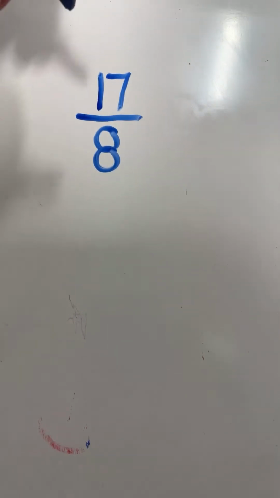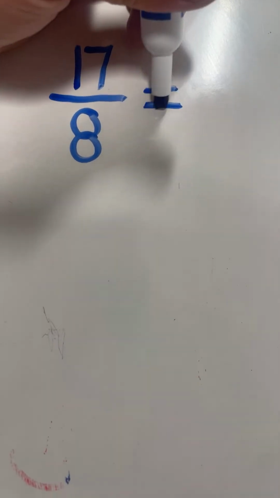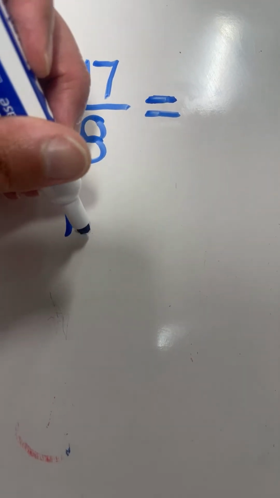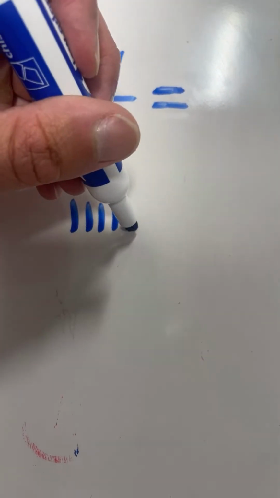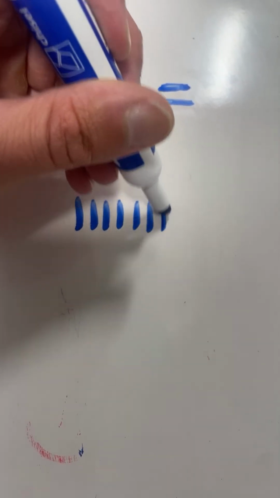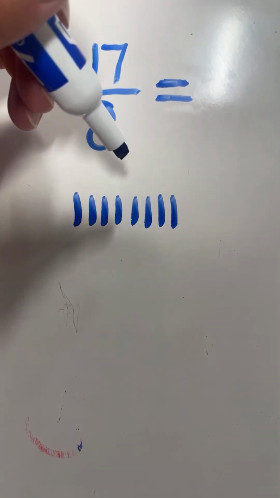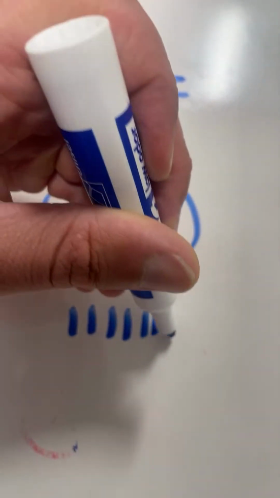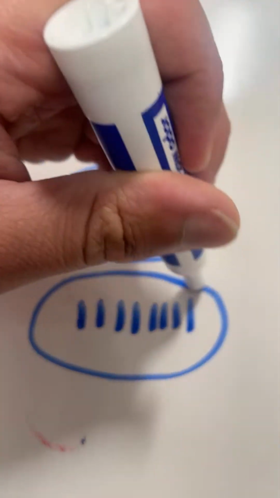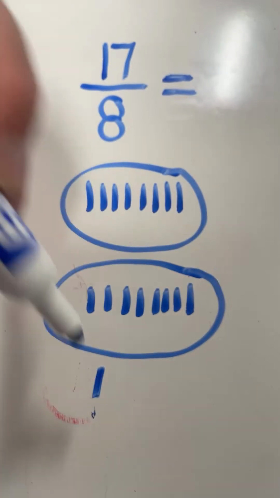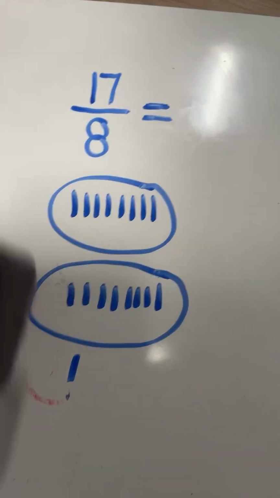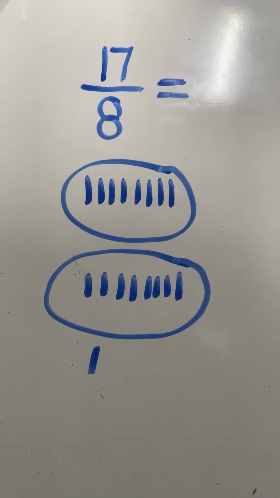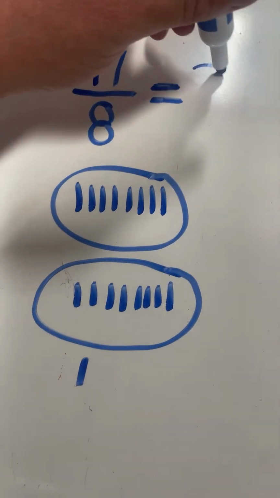All right, 17/8 is next. So I'm going to make 17 total tallies. I'm going to make them in groups of 8. 1, 2, 3, 4, 5, 6, 7, 8. That's one group of 8. 9, 10, 11, 12, 13, 14, 15, 16. That is 2 groups of 8. 17. We now have our 17 total tallies. Now we were able to get 2 full groups of 8, so 2 is our whole number.